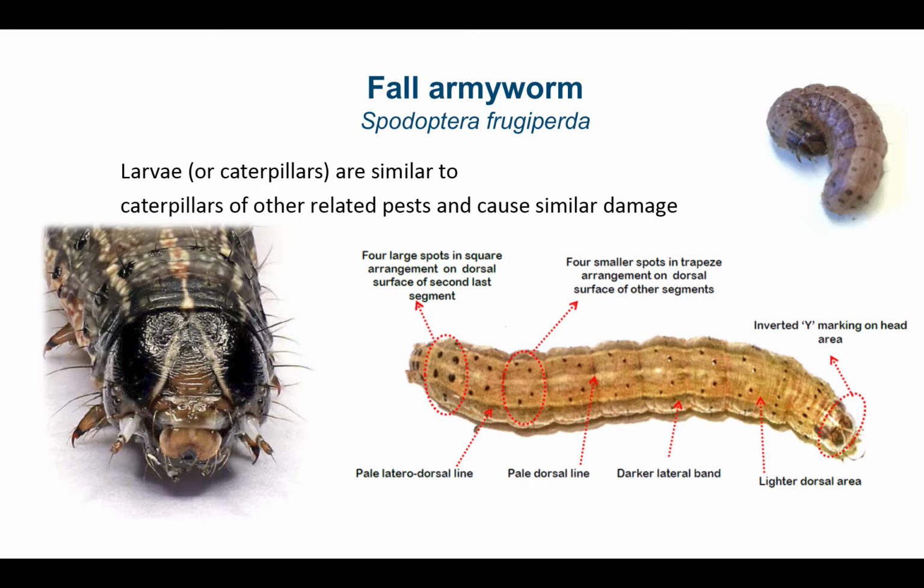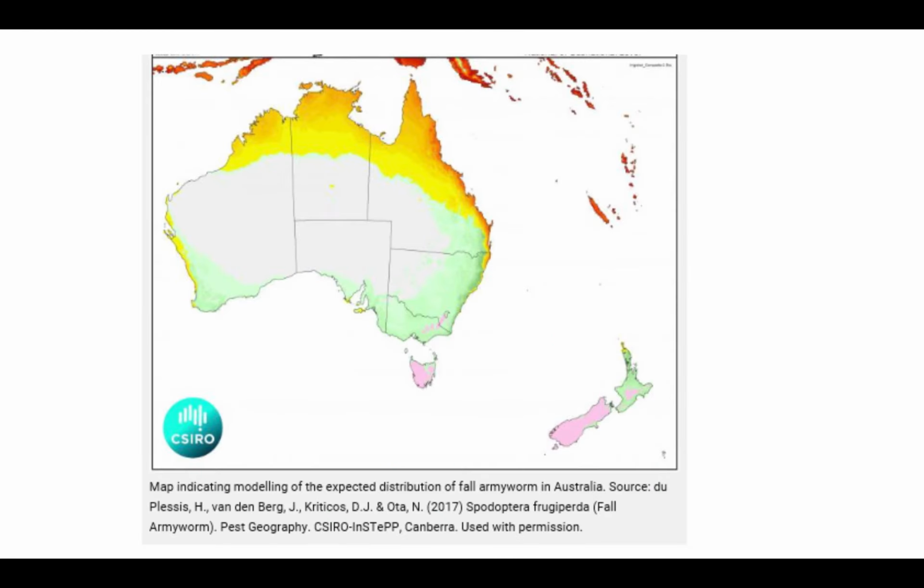So we really need you to be able to identify what caterpillars you are finding in the paddock. And this is what the expected host range is based on modelling. The yellow to the red is its preferred habitat that we expect, but the green is where we expect that this particular species can survive. So you can see it's throughout our broadacre growing areas. The grey is where it's not expected really to thrive.